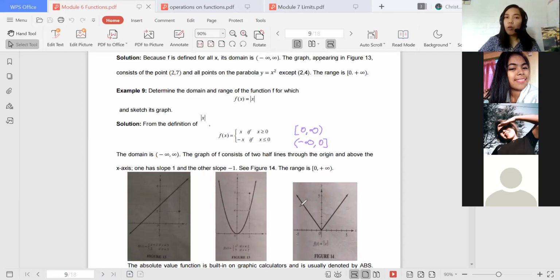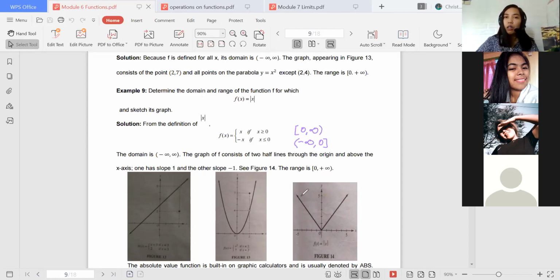So when we get the domain for absolute value, it is from negative infinity up to positive infinity. Kasi dito, 0 ang pinakamababa, pataas. Dito naman, 0 ang pinakamataas, pababa. So, ibig sabihin, pag kinuha natin ang intersection ng dalawa, it's from negative infinity up to positive infinity. So, that's the domain for absolute value.